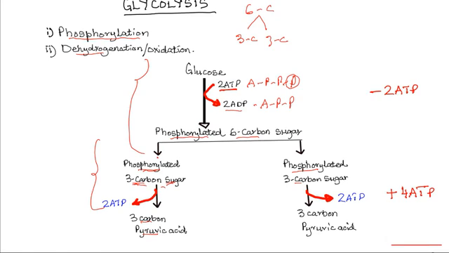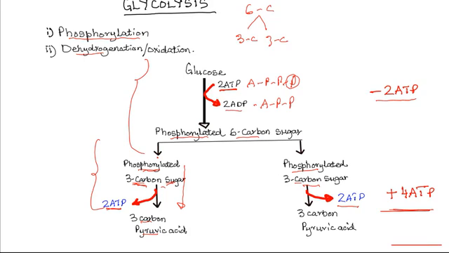This dehydrogenation process releases energy, which is used to form 2 ATP molecules. So during this dehydrogenation, energy is released in the form of 2 ATP molecules from one 3-carbon sugar, and also from the other one, you're going to have 2 ATP molecules released. So in total, 4 ATP molecules will be released during the dehydrogenation.